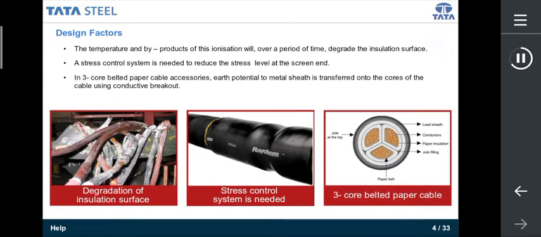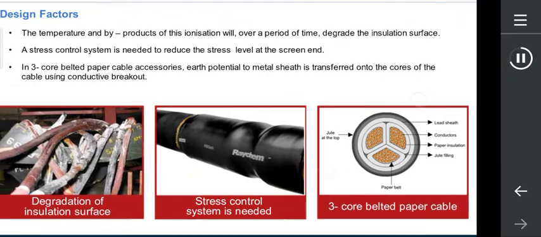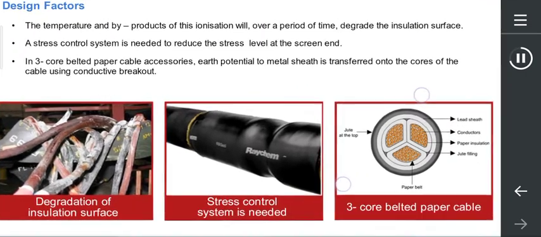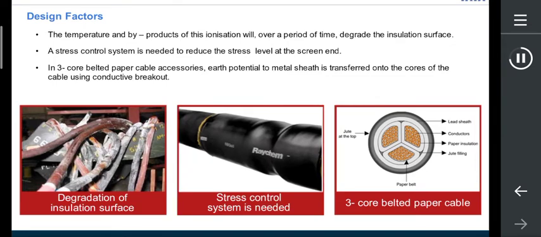In 3-core belted paper cable accessories, the earth potential to the metal sheath is transferred onto the cores of the cable using a conductive breakout. Tubings are then used to control stress in the same manner as above.